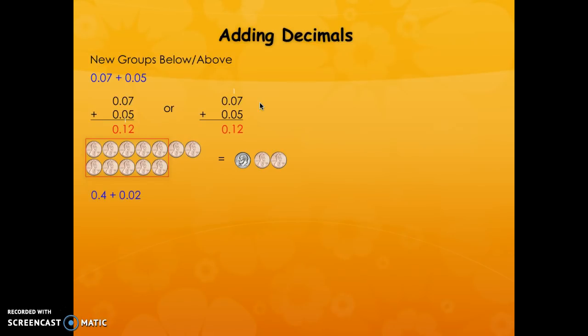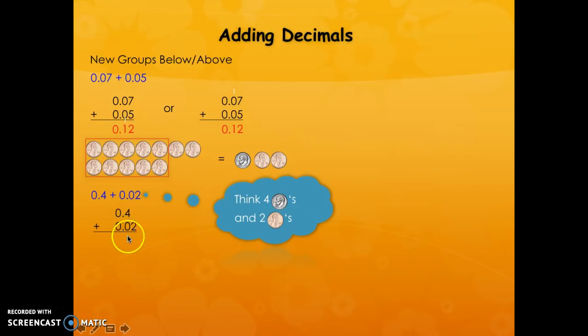So let's look at another problem. When we stack this one up, now this, remember, means 4 tenths, or if you were using money, 4 dimes. This is 2 hundredths, so that would be 2 pennies. So when we stack them up and we line up those decimals, it looks a little weird. Remember, you can put a 0 right there and you still have 4 tenths, or 4 dimes, which is 40 cents. Doesn't change the value, it changes just the way we say it. So now we add them up, bring our decimal down, and we would have 42 cents.